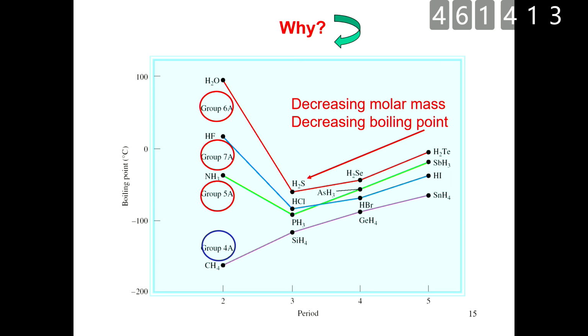This trend is decided by dispersion forces. But here, they have a higher boiling point than this one. Why? They have a high boiling point, it means their intermolecular forces are stronger, right? Why do they have stronger forces?